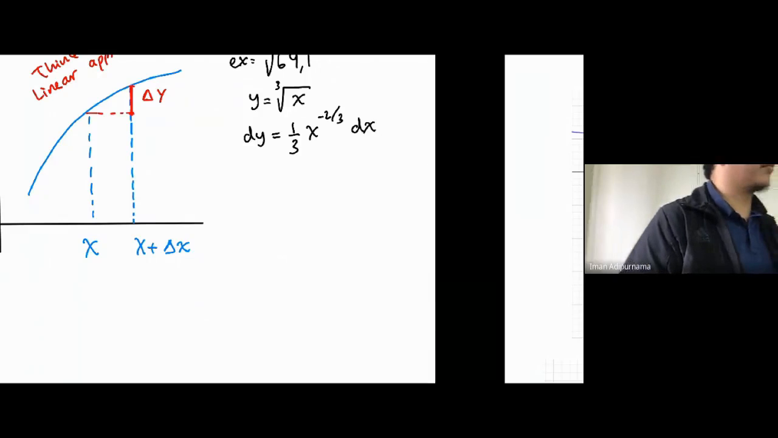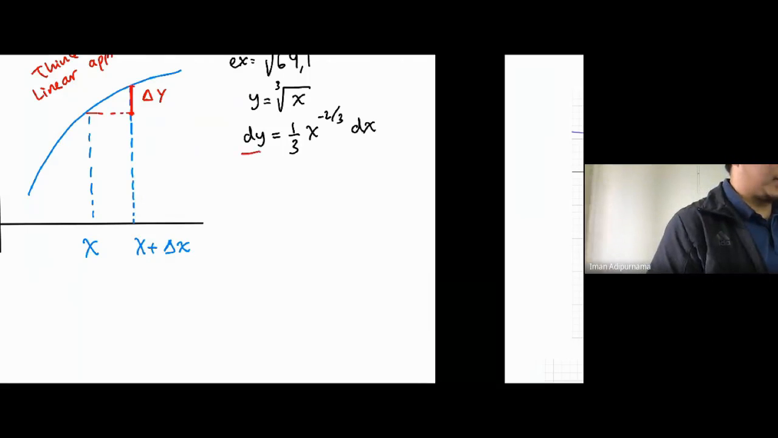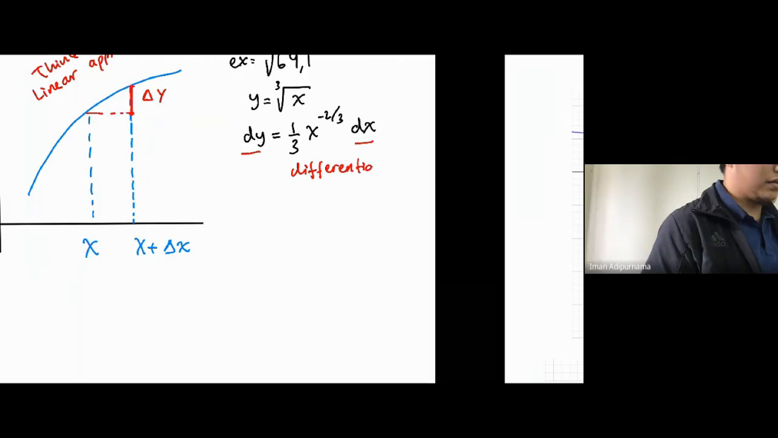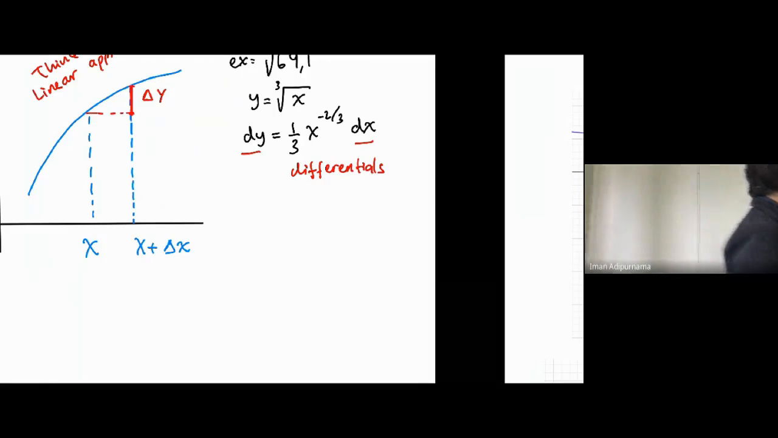Okay, these terms, we call these terms differentials. So instead of using y prime or dy over dx or d/dx of y, we can directly turn this y into dy and then differentiate the whole x here and get dx at the end. This is called differentials.